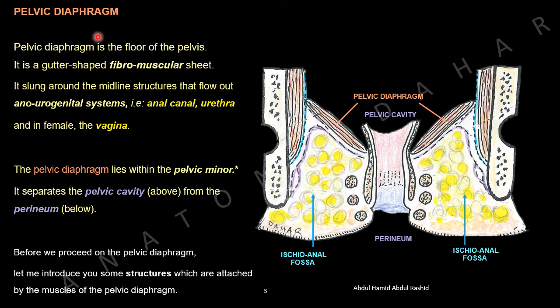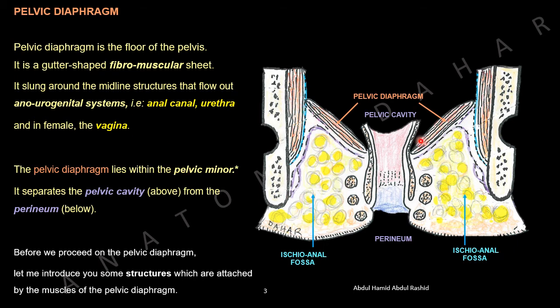Pelvic diaphragm. This is a coronal section of the pelvis minor. These are the midline structures. The pelvic diaphragm is the floor of the pelvis. It is a funnel-shaped fibromuscular sheet. It is slung around the midline structures that flow out of the ano-urogenital systems, that is the anal canal, urethra, and in female the vagina.